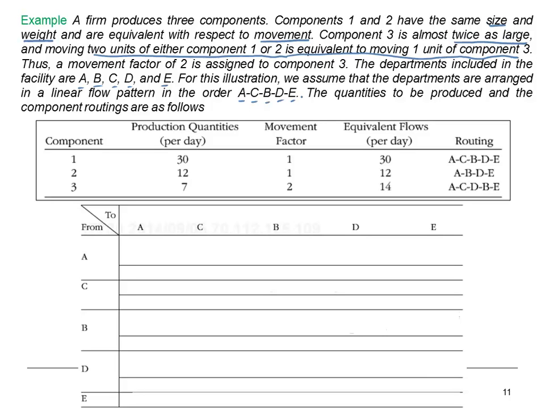So a unit of 1 or 2 is equivalent to two units of this one. When you multiply by the movement factor, these two will stay the same, but you have to multiply this one times two so we can find the equivalent measurement. And then we have the routing for the stations. Component 1 will go through station A, then go to C, B, D, and E. The same follows for component 2, which will go to A, then B, D, and E. And finally, component 3 will go to A, C, D, B, and E. So using this information, we're going to quantify the movement between stations using this table.